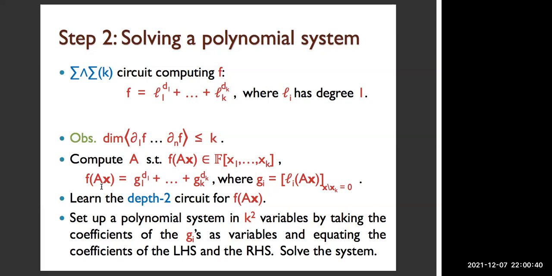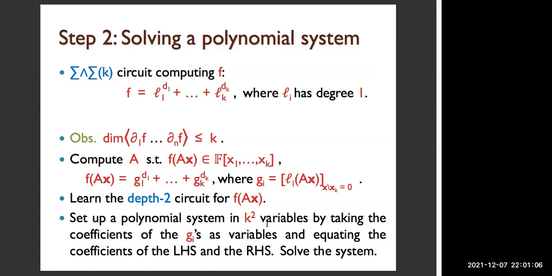So what do I want? I know A, right? I want to find my G1 through GK. So you pretend that the coefficients of G1 through GK are variables. How many unknowns are there? K square many: K many G's, each having K many variables. And you learn the depth 2 representation of Fx completely. You learn the dense representation of Fx, right?